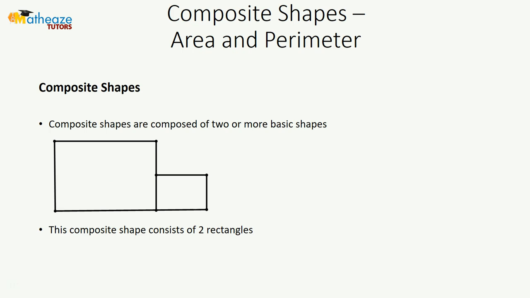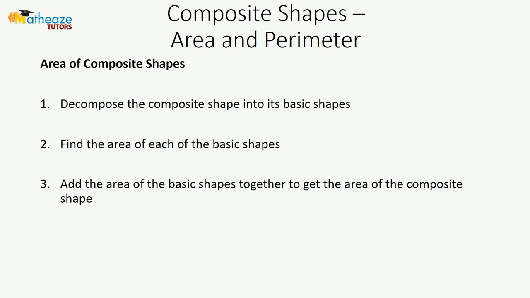So composite shapes are composed of two or more basic shapes. So in this composite shape here, we have two rectangles that form this composite shape. So to find the area of composite shapes, we're going to decompose the composite shape into its basic shapes. We're going to look for the area of each of the basic shapes, and then we add up the areas together. And then that should give us the area of the composite shape.